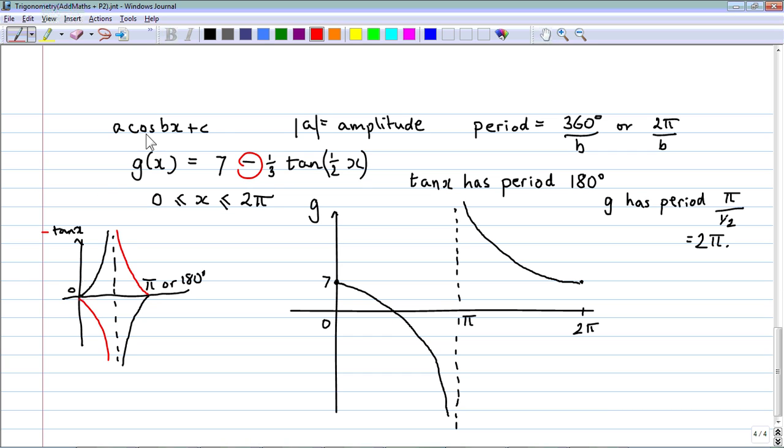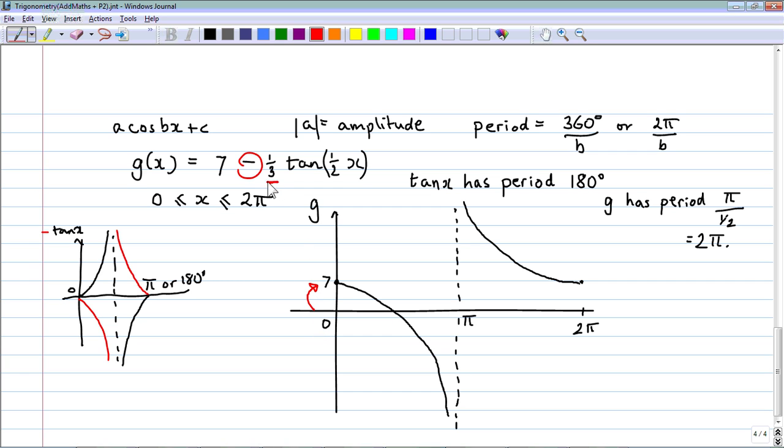Then I'm also using this number 7 as my starting point, because when tan x is 0, I'm going to get 7. So the whole graph is moved up by an amount 7.